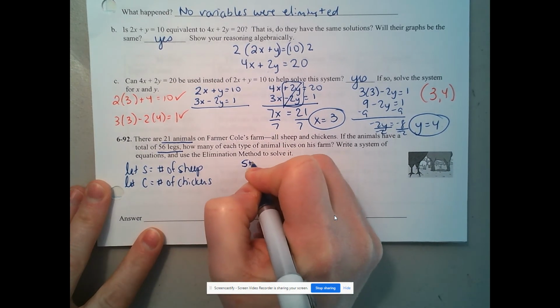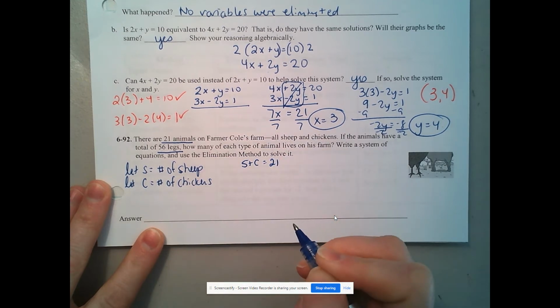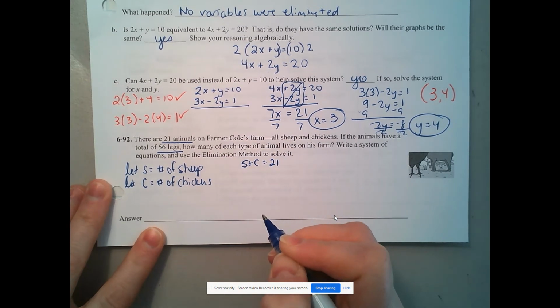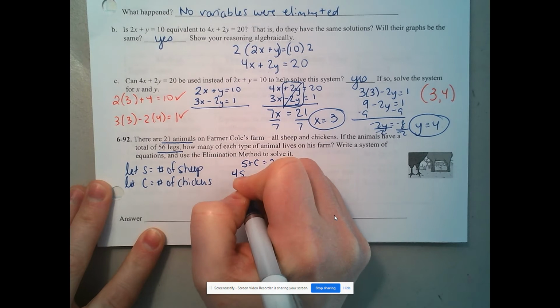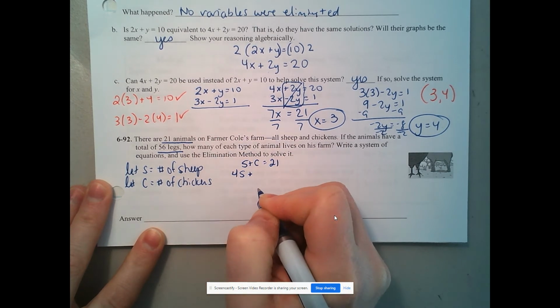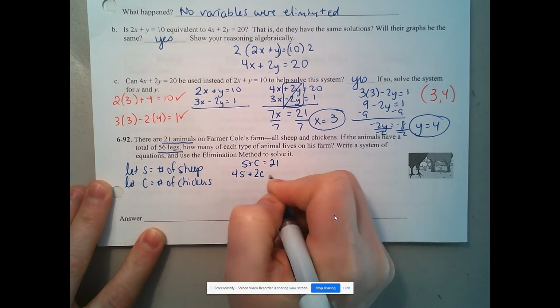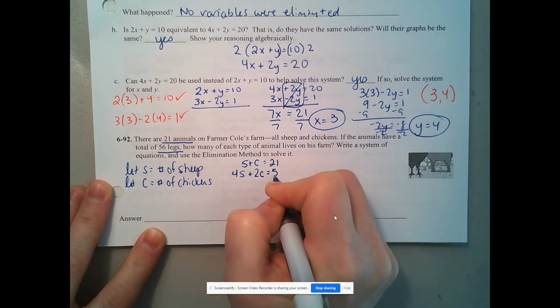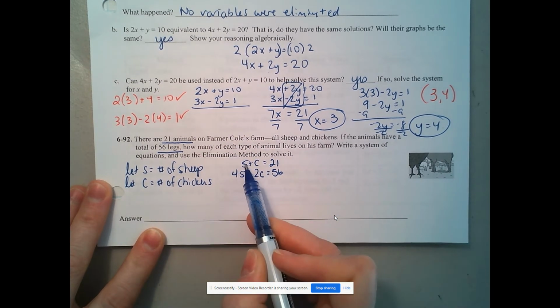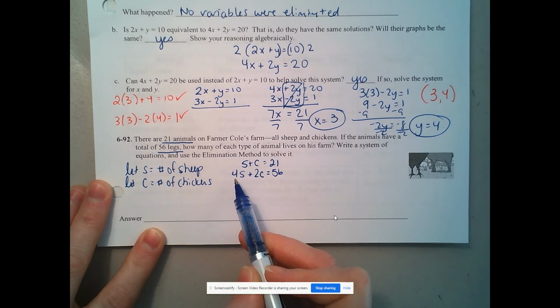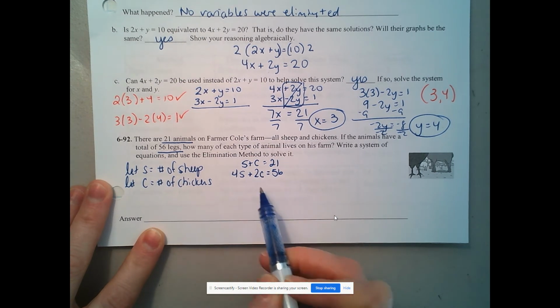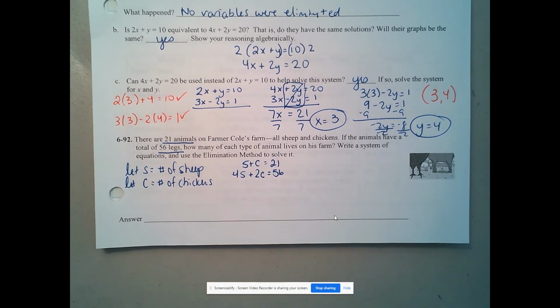So the sheep plus the chickens have to equal 21. Well, we have to know how many legs are on a sheep. A sheep has 4 legs, so 4s plus, and a chicken has 2 legs, so plus 2c equals the total number of legs, 56. So our first equation is total number of animals, second equation, total number of legs. If we tried right now to add or subtract these two equations, we would not eliminate anything.